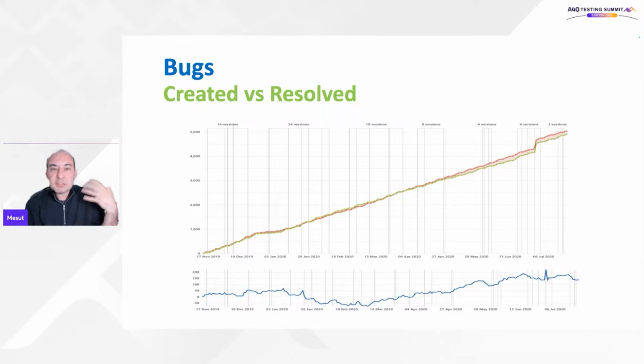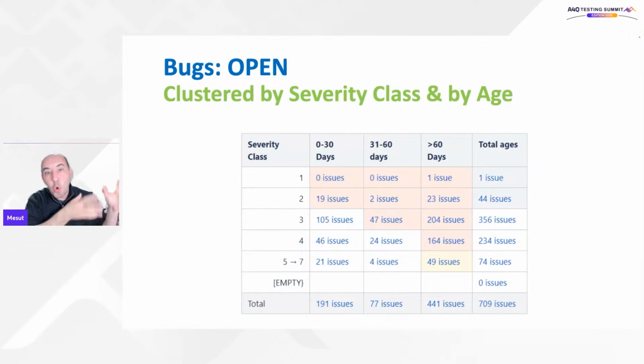And of course, not only pie charts or this kind of line graphs, but we can also create some tables like open bugs distributed over their ages. For example, there is a severity 1, which is the highest severity or criticality level, which is still open for, let's say, 60 days.